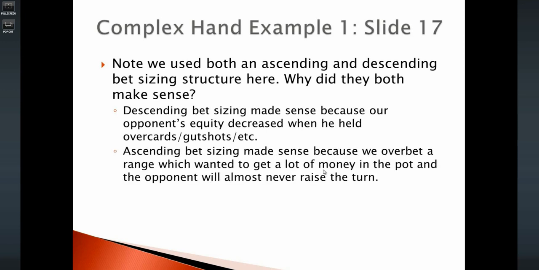And ascending bet sizing made sense because we overbet a range which wanted to get a lot of money in the pot, and the opponent will almost never raise the turn. Both ascending and descending make sense here, which is why we had 2 ranges, and we put the right hands in each range.